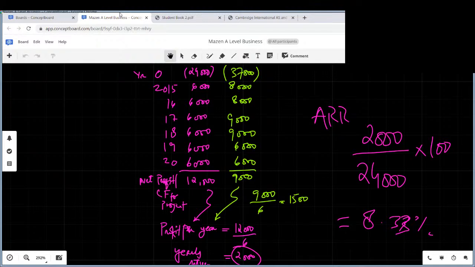And ARR for this particular project would be 1,500 over 37,000 into 100.